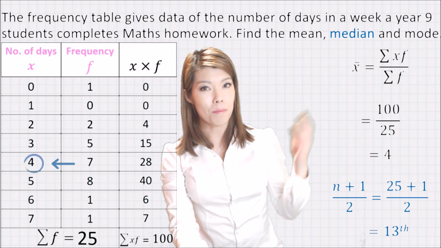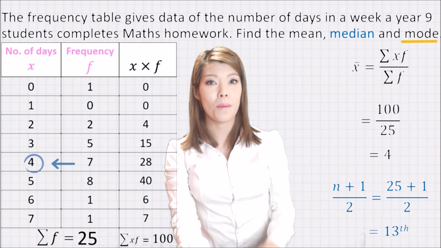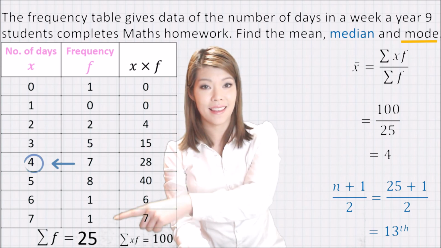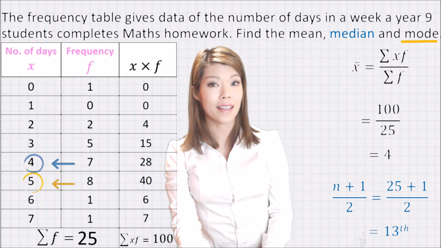And next we're going to look at the mode, which is the number that occurs the most. And we do so by looking for the biggest frequency, which is 8. So 8 is the biggest frequency, so 5 is our mode.